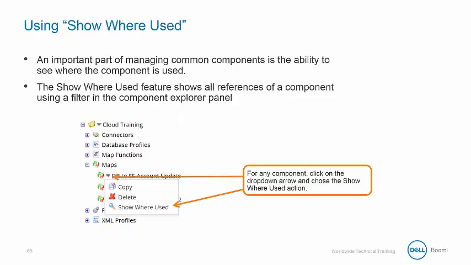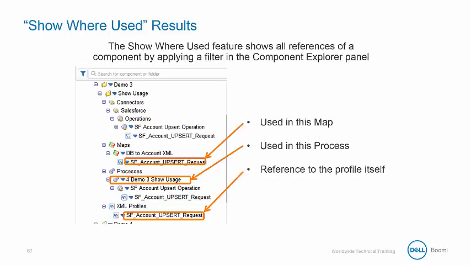An important part of managing common components is the ability to see where the component is used. The Show Where Used feature shows all references of a component using a filter in the Component Explorer panel. And to find where a component is being used or referenced, click on the action arrow next to the component and click Show Where Used. The Show Where Used feature is essentially a filter that gets applied to the Component Explorer. The results will display that this profile is being used in a map and in a process.